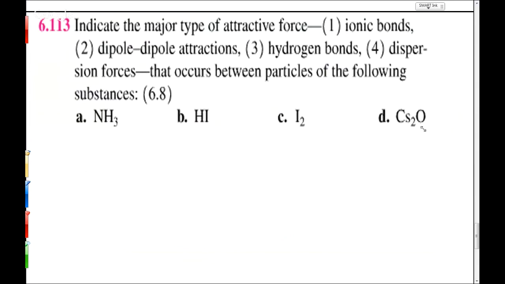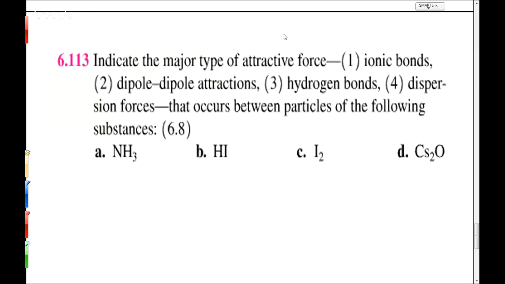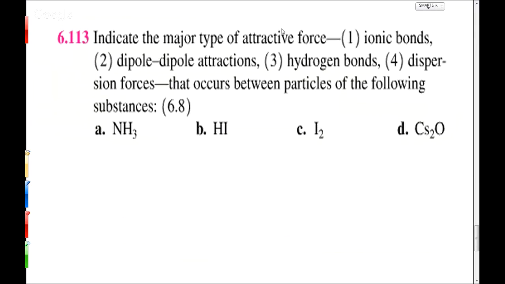The one thing we should be able to do first is to indicate the major type of attractive force. And we may need to know the structure sometimes, and if we do, like the shape, I would tell you. But for these, we don't. So let's take a look at it. What are the major type of attractive force that you think occur between particles of these substances? So NH3, what type of force is at work there?